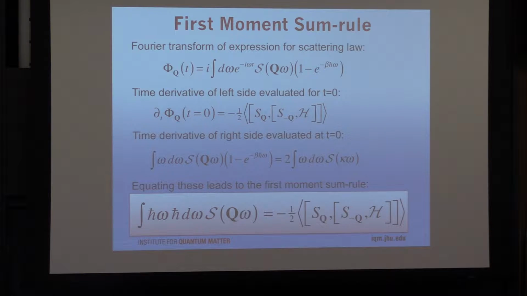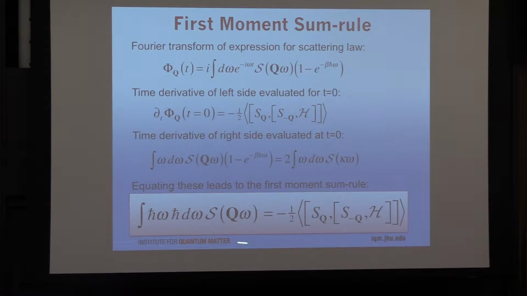Here's another sum rule we use quite a bit, which is the first moment sum rule. To derive it, we start off again with this time correlation function and its relation to the Fourier transform of the dynamic correlation function. I have this expression here. I can then look at a time derivative of the left-hand side of the equation, which gives me this expression, and a time derivative of the right-hand side expression, which gives me this one. And they must be equal to each other.